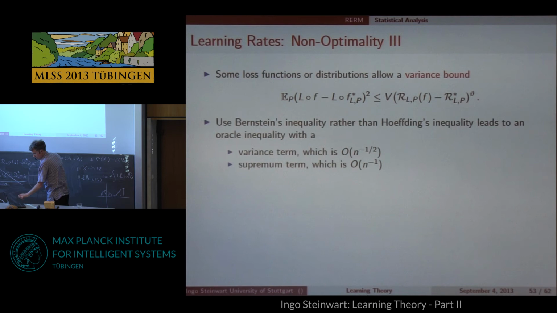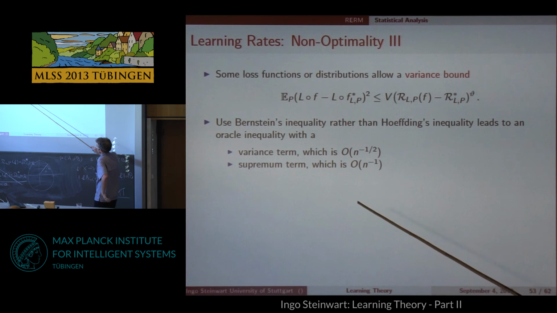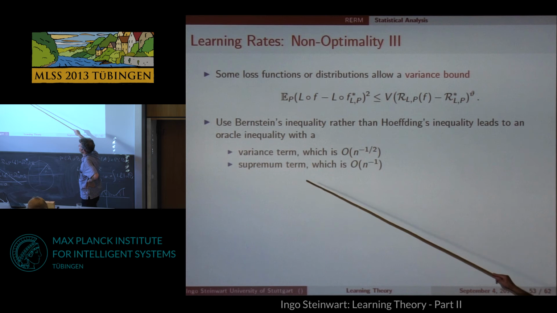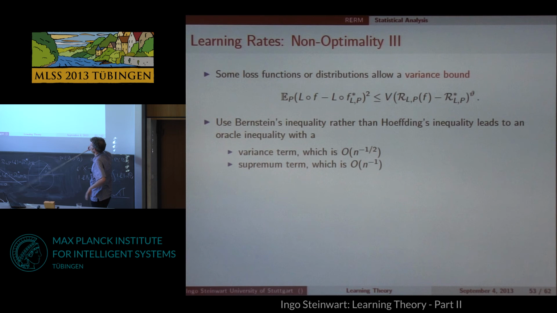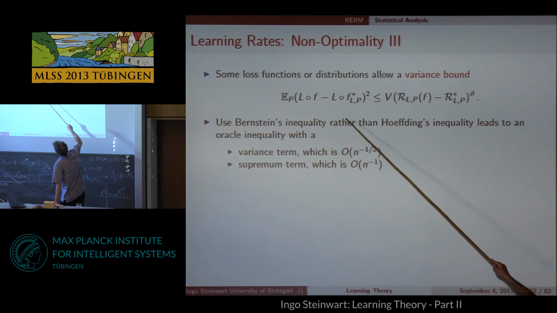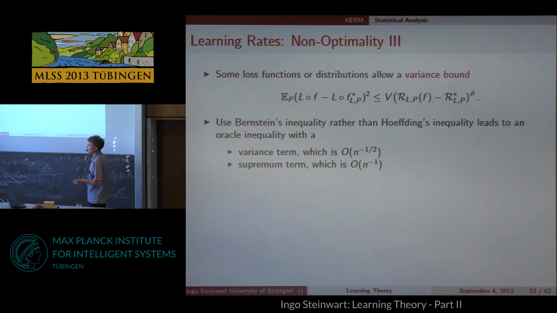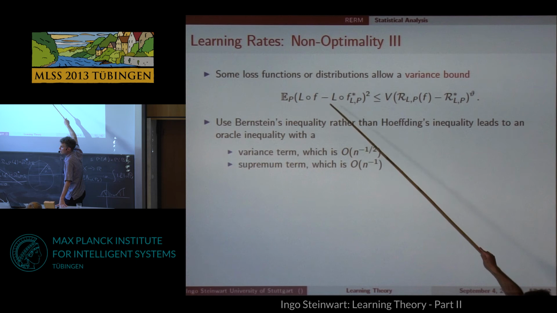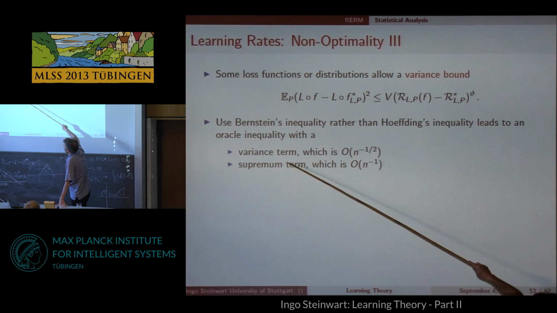And then using Bernstein's inequality rather than Höfting's inequality leads to two terms in the statistical error term, namely a variance term, which is of the order of 1 over square root of n, and a supremum term, which is of the order of 1 over n. Now we just have to rethink what's happening here. The variance term has as a leading factor this value here. Now, if we already have a small risk, this means that we have a small variance. This side goes to zero, therefore this side goes to zero, and therefore the variance term converges faster than 1 over square root of n.